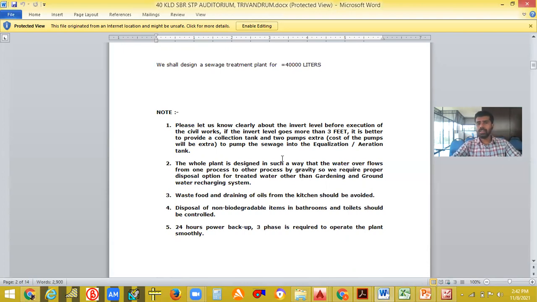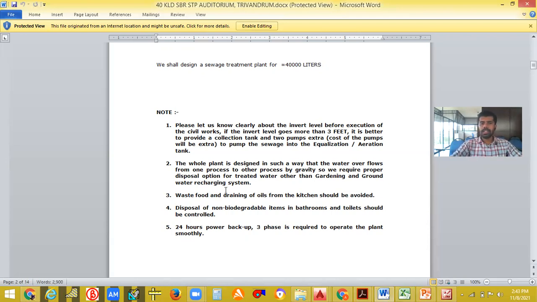Okay, so if the invert level goes beyond 3 feet, the tank should come below that, right? If you build a tank below a certain level, it will affect all the other tanks, because sometimes this tank will be moving by gravity only, and sometimes a pump should be given. That's why they have said that otherwise extra 2 pumps have to be given.